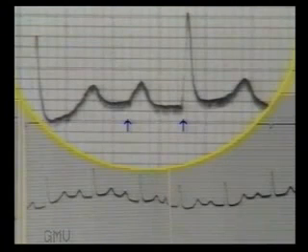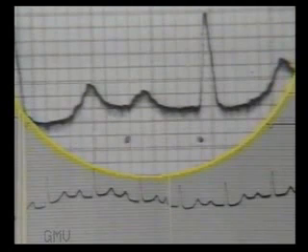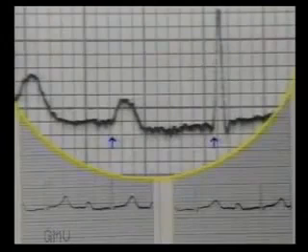But no beat is dropped. This is termed first degree AV block or first degree partial heart block. Note again, in another ECG, a PR interval of 6 small squares, and note in the lower strip that every P wave is followed by a QRS complex. Only the conduction is delayed in the AV node, resulting in a prolonged PR interval.